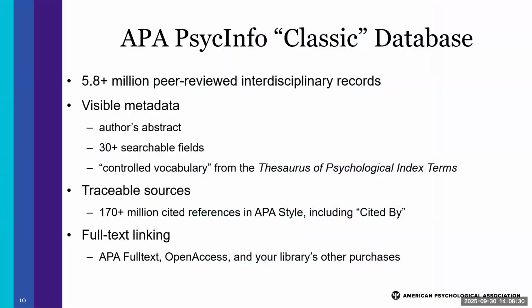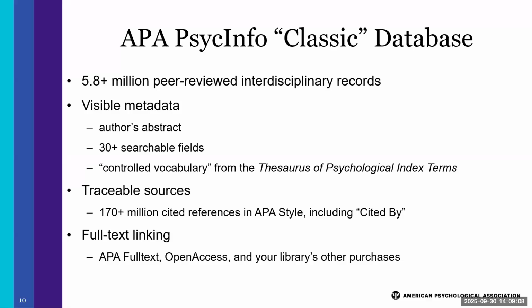Okay, so when I say APA PsycInfo Research Services, this is what I'm talking about. First, an overview of what I'm calling PsycInfo Classic, the PsycInfo database. This has been around for decades. It's got almost 6 million peer-reviewed records. This database includes our own APA published journals and books, as well as those from thousands of other publishers who work in psychology or the related behavioral sciences. It's an abstracting and indexing database. So we have metadata, such as the searchable fields and the abstract, in these records.